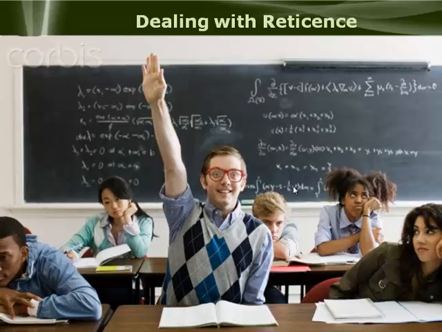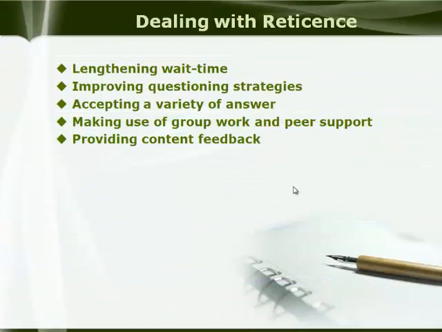So when we talk about the students who prefer to remain silent, we talk about reticence. Reticence may be attributable to many reasons, such as the lack of confidence, the fear of making mistakes, the fear of being judged or laughed at, and so on and so forth. However, this could be surmounted by a group of strategies, and some of these strategies are lengthening wait time, improving question strategies, accepting a variety of answers, making use of group work and peer support, and providing content feedback.